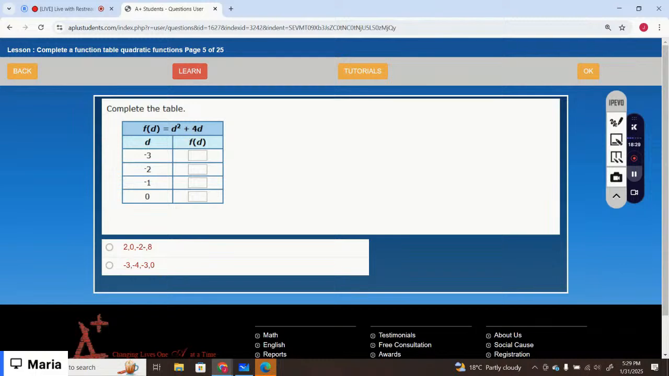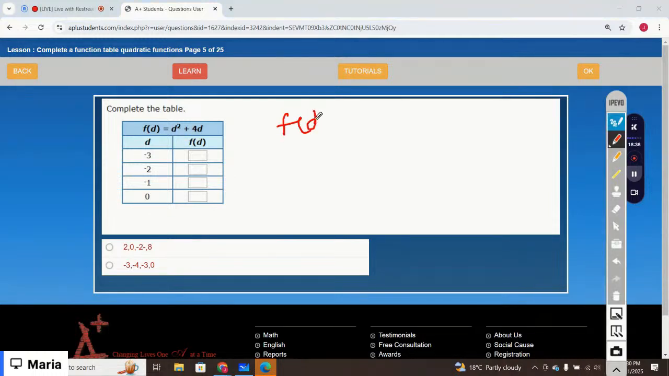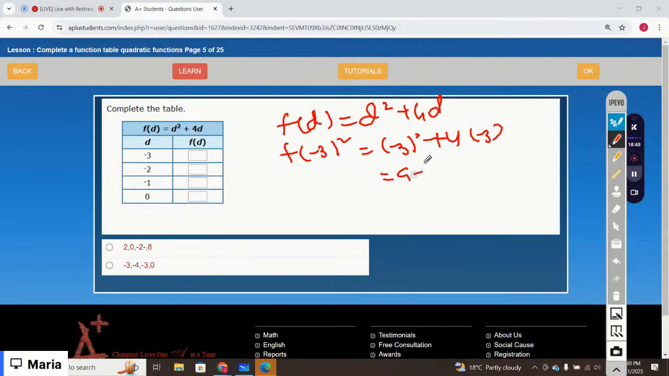Okay, let's just evaluate. f of d equals d square plus 4d. So start with negative 3. Negative 3 square plus 4 times negative 3. That is 9 minus 12. Negative 3.